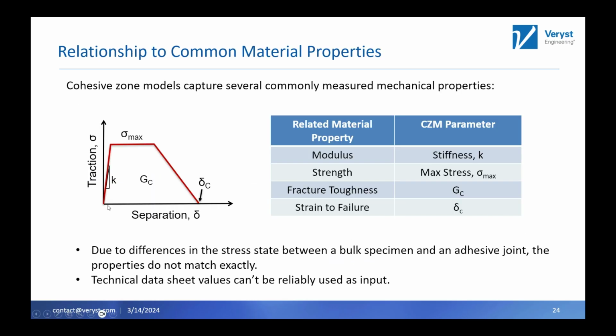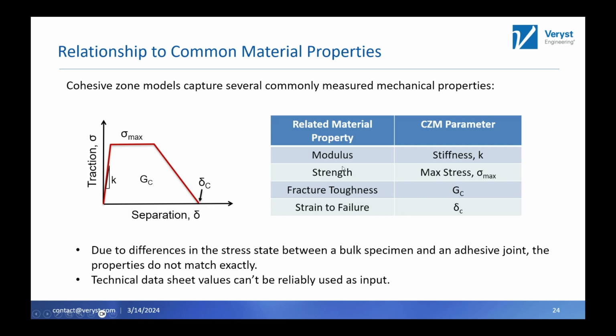And you think about these traction separation laws, they do resemble stress strain curves, right? The traction is analogous to the stress in a bulk materials test, and the separation is analogous to the strain. So you can think about these as being related to conventional materials parameters, like the modulus, which is related to the stiffness of this initial section. The strength is going to be related to the maximum stress here. The fracture toughness is going to be the area under the curve. And the strain to failure is going to be analogous to delta C, or the critical separation, basically as far apart as I can pull these adherents before they fail.